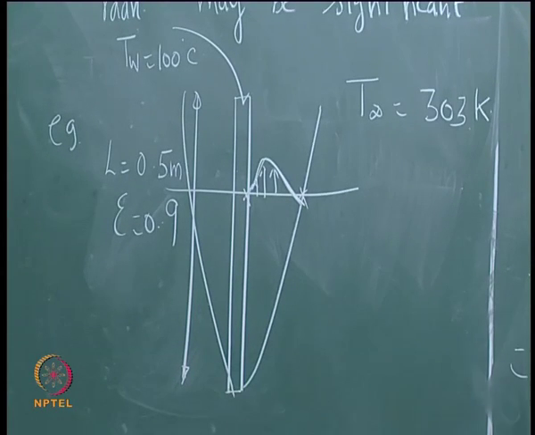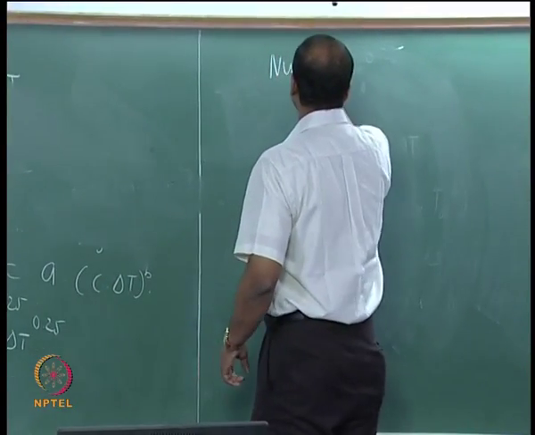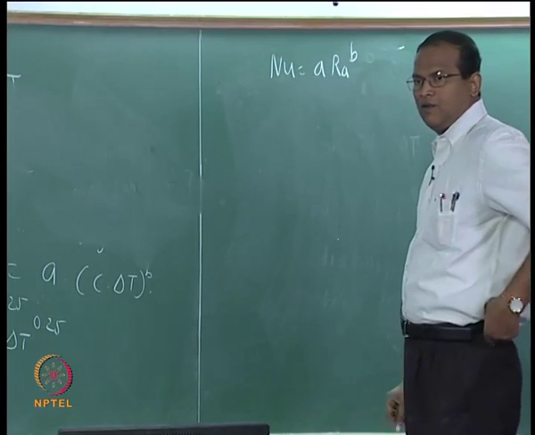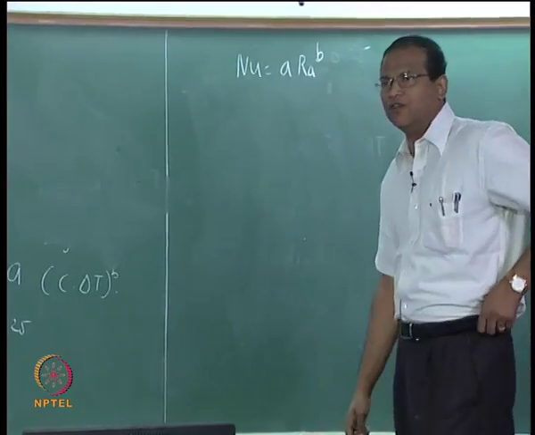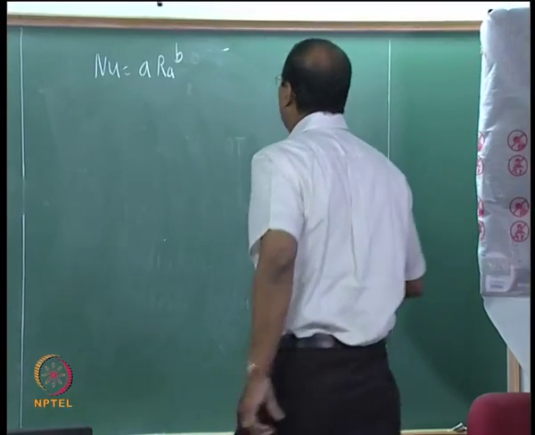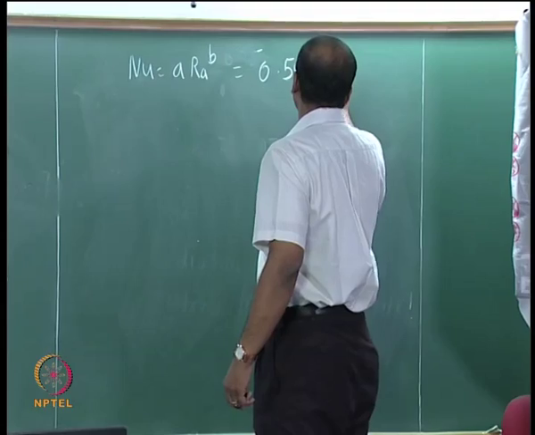Now, what is the heat transfer coefficient in this? We know that the Nusselt number is given by A into Rayleigh number to the power of B. A and B will change depending upon the configuration, whether it is a plate, cylinder, or whether it is laminar or turbulent. I will take a very simple, well known correlation, 0.59 Rayleigh to the power of 0.2.